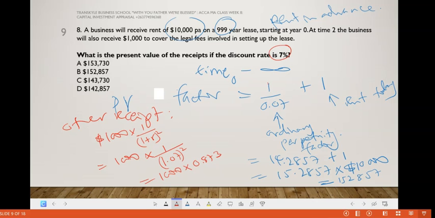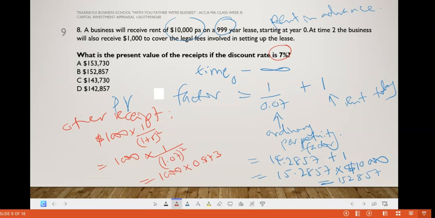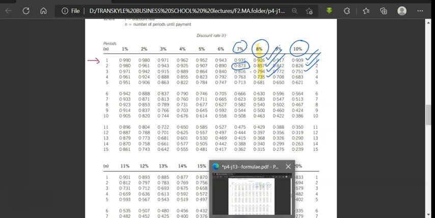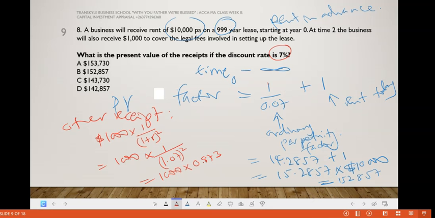0.873. You can also verify this figure from our tables. Remember, 7%, 2 years. This is a 2-year income. So 7%, 2 years: 0.873. If you have proven that, then you are right on track. Then you can see that the income would be 873.